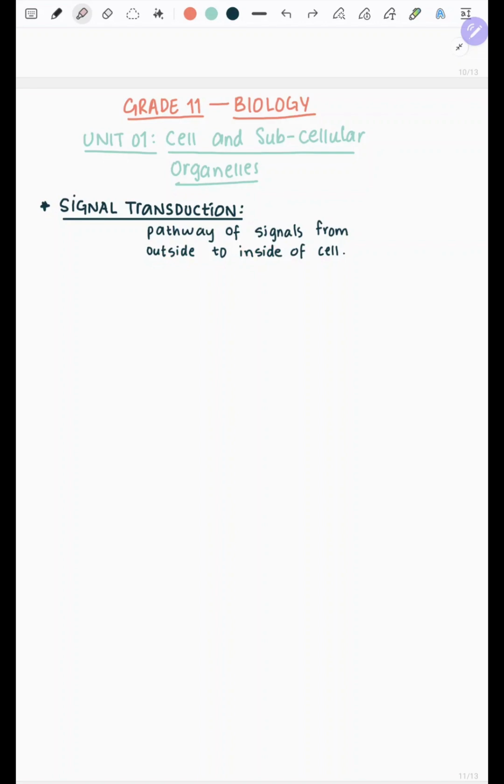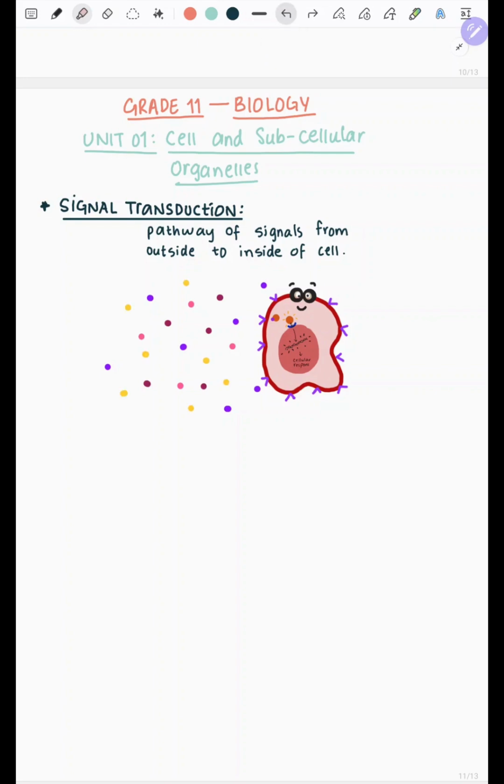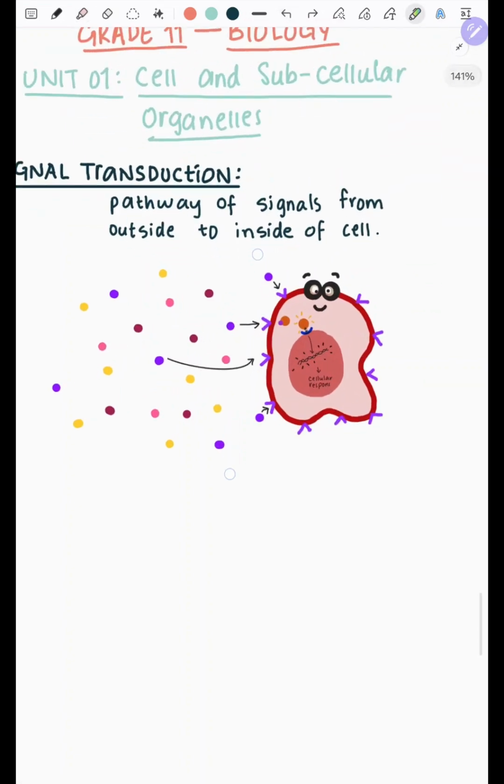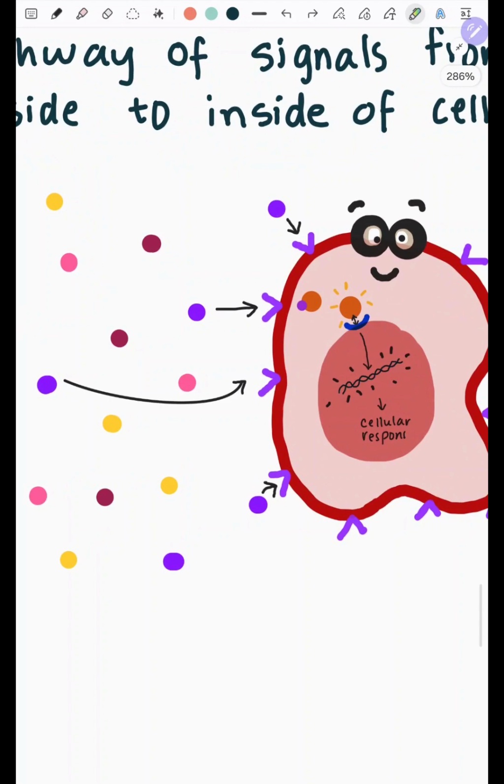For example, this is a cell. It has a number of receptors on its surface, but also there are different types of molecules present in the cell's environment. The receptors will allow only the molecules similar to its structure to attach to it. These molecules will activate another type of molecules inside the cell.